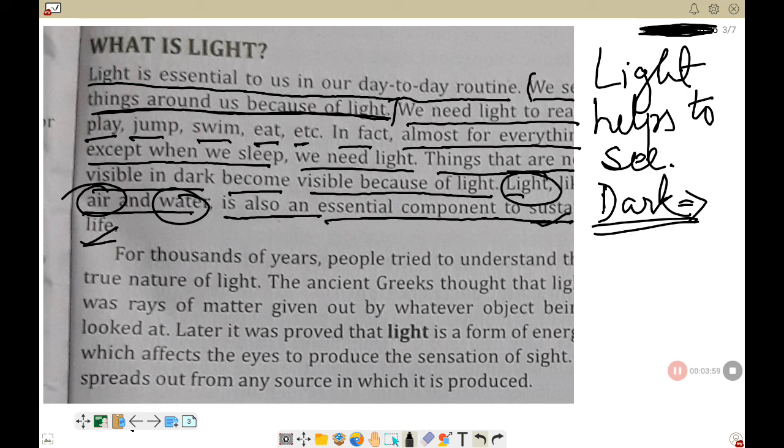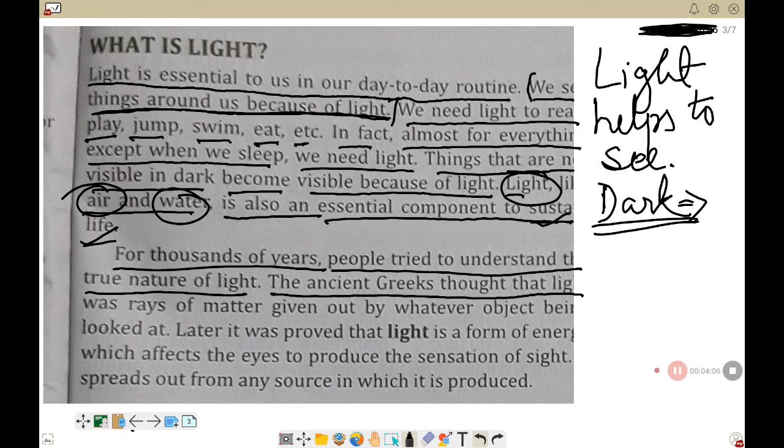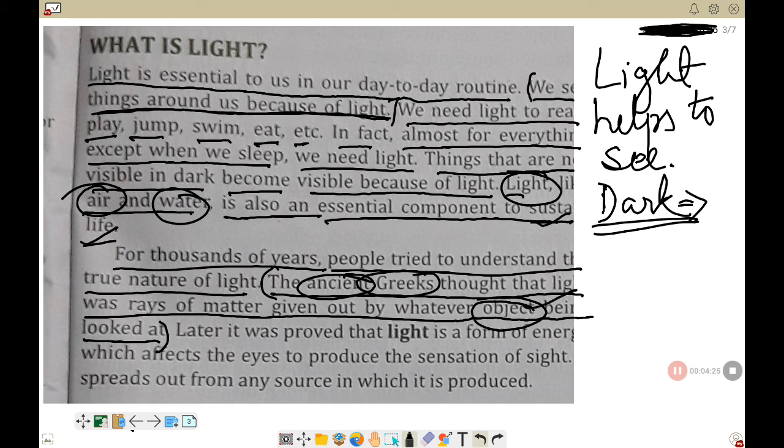So to live life, to have a good sustainable life, apart from air and water, we also need light. All right, so for thousands of years people tried to understand the true nature of light. The ancient Greeks thought that light, okay, was rays of matter given out by whatever object, okay, being looked at. So this was the thought of Greeks. So please underline this. So ancient Greeks, they used to think that objects are responsible for the emission of light, and they emit it in the form of rays of matter.